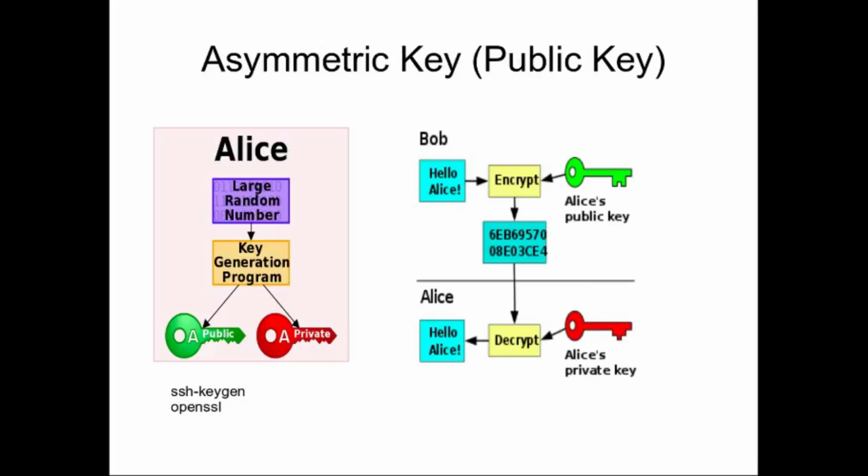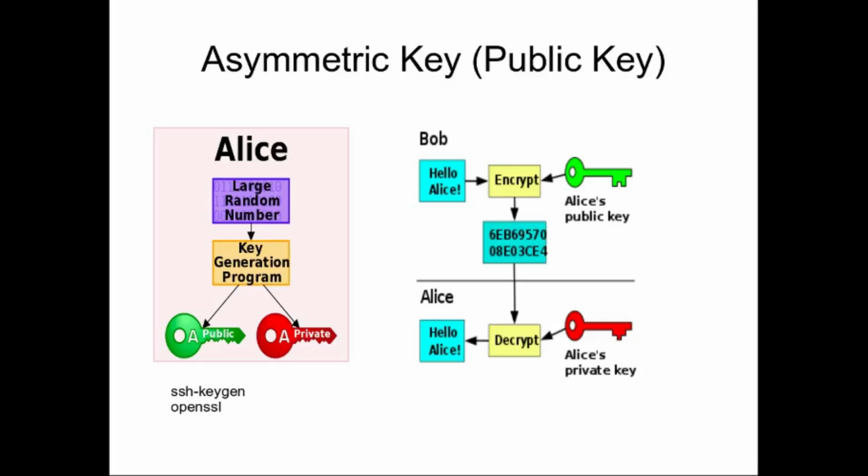Now we come to asymmetric key encryption. As the name suggests, the key for encryption and the key for decryption are two different things. Alice first will generate these two keys. We have various methods like ssh-keygen or OpenSSL. You run this command, and it will generate two keys for you. One is private, one is public. The public key you distribute to everybody, and the private key you keep separate on your machine. And it is all based on large random numbers.